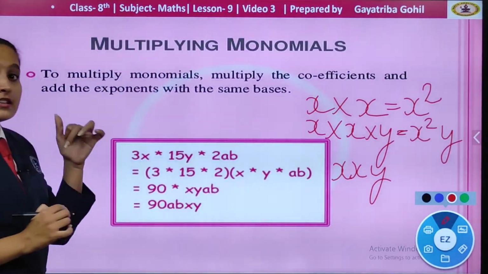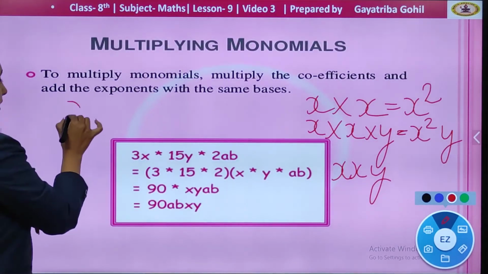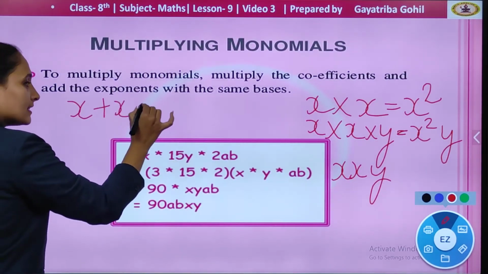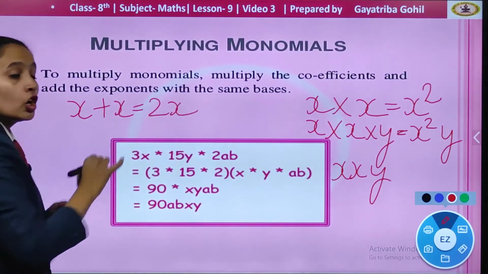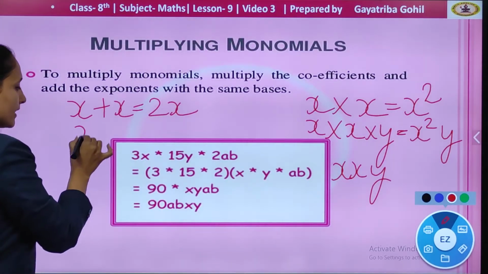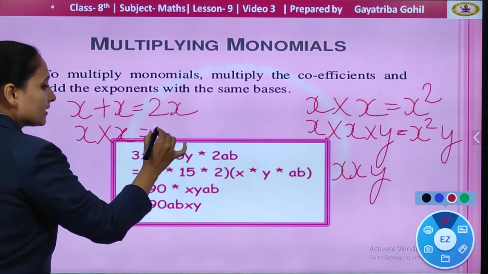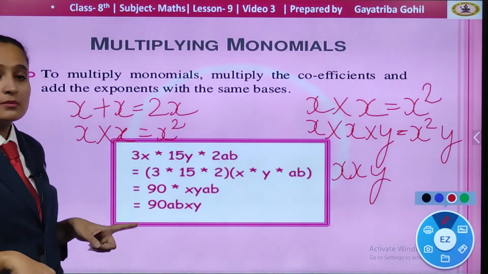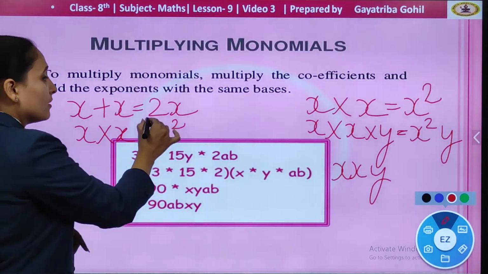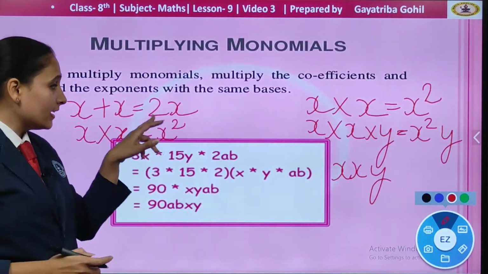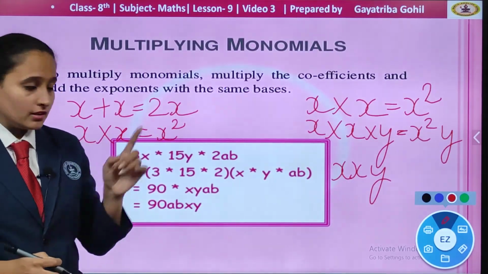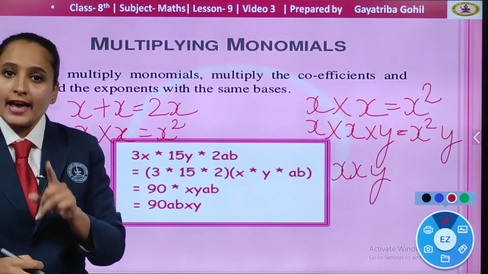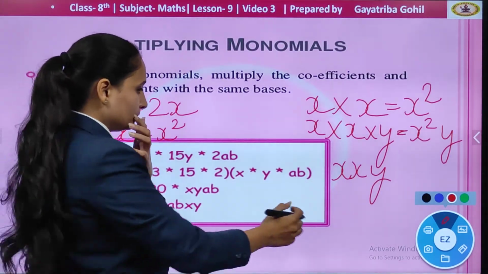Also, a point where most students make a mistake is, see, x plus x is 2x and x into x is x square. Remember this, don't get confused between these two things. When you add, it will become 2x. When you multiply, the 2 will come as power. So x into x will become x square, right?